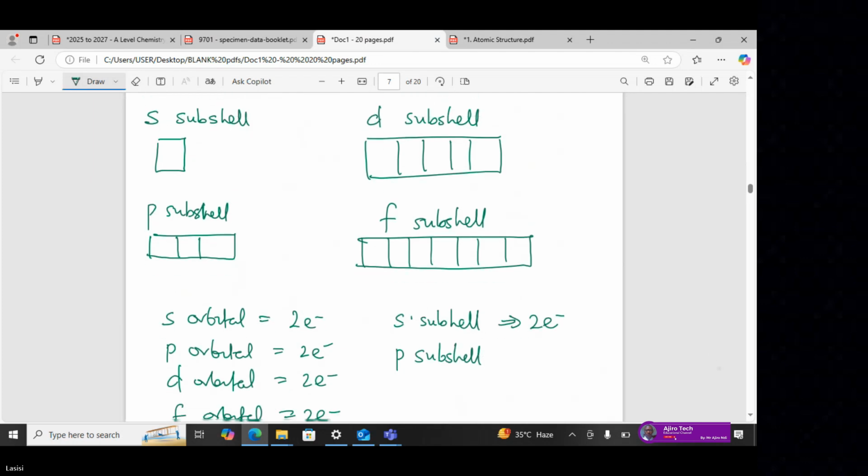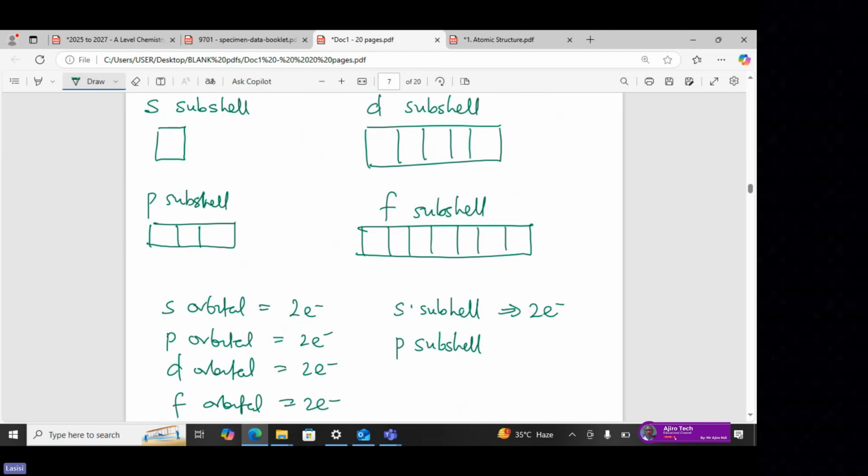Question 3: How many orbitals are in the P subshell? Look at it here. How many orbitals are there? There are 3. So how many electrons can it hold? 6 electrons maximally. Are you following me?